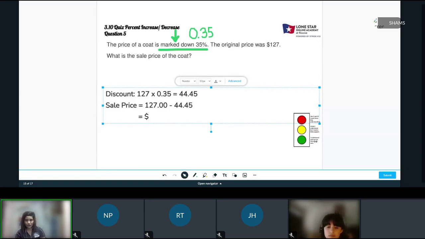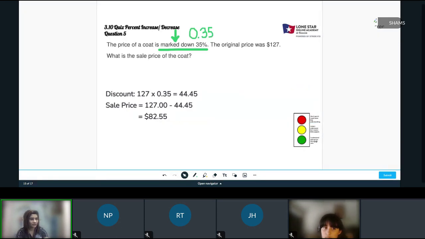So discount is $44.45. Sale price is $82.55. Yes, Ron, you are right. Okay, so sale price is after the discount. Any questions? If you do not do the last step, you will not get it right. It is a multiple choice. They might trick you by putting in some random answers. So don't be tricked. Okay, let's go ahead and move on to the next variety of question 5, and it will be very much similar. It follows the same procedure.